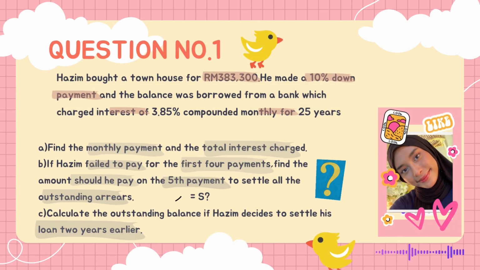So today I'm gonna explain question number 1. In this question, we have 3 parts, which is A, B, and C. A. Find the monthly payment and the total interest charge. B. If Hazim failed to pay for the first 4 payments, find the amount should he pay on the 5th payment to settle all the outstanding arrears. And the last question, calculate the outstanding balance if Hazim decides to settle his loan 2 years earlier.